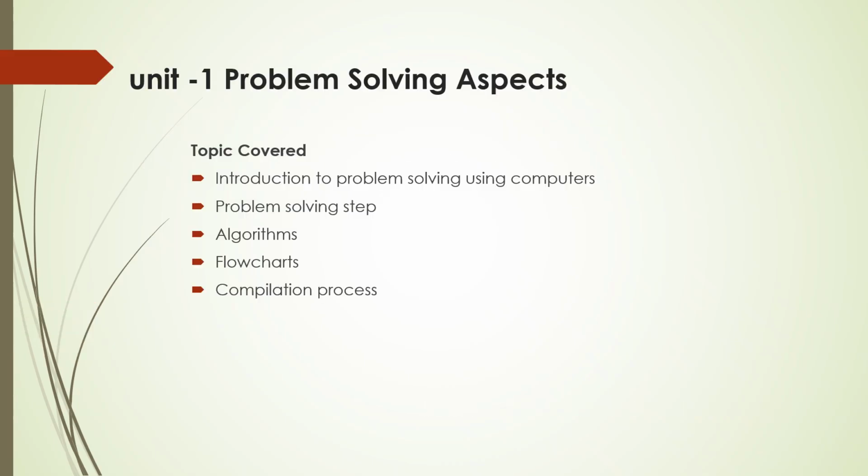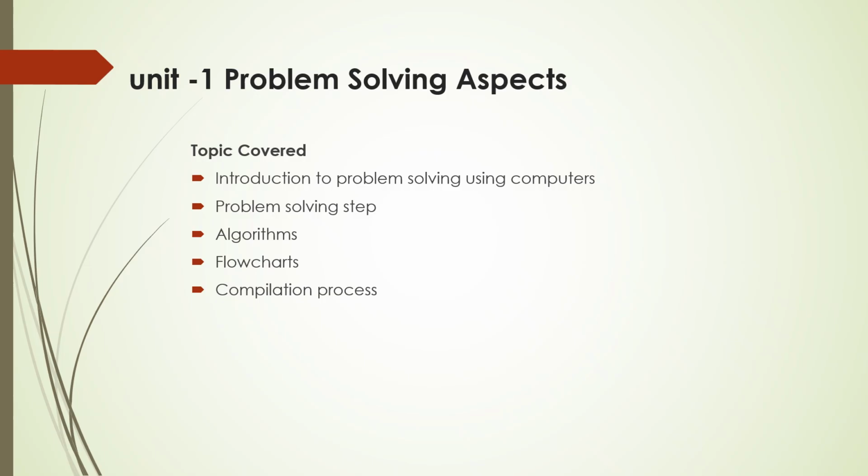Unit 1 is problem solving aspects. Now let us take a brief overview of Unit 1. Before we start writing a C program, it is important to understand how to solve a problem logically. This unit provides the foundation for developing good programming skills. As programmers, our first task is not to write code but to understand the problem and design the correct solution. In this unit, we will cover five important topics.